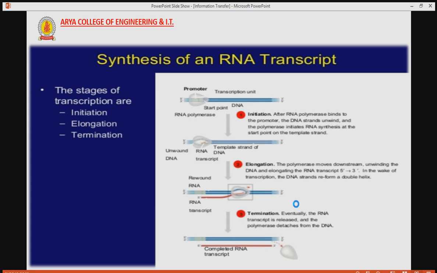The synthesis of an RNA transcript involves three steps: initiation, elongation and termination. From the figure we can see that in the first stage, initiation, after RNA polymerase binds to the promoter, the DNA strands unwind and the polymerase initiates RNA synthesis. In elongation, the polymerase moves downstream, unwinding the DNA and elongating the RNA transcript, 5' to 3'. The last one is termination, where the RNA transcript is released and the polymerase detaches from the DNA.